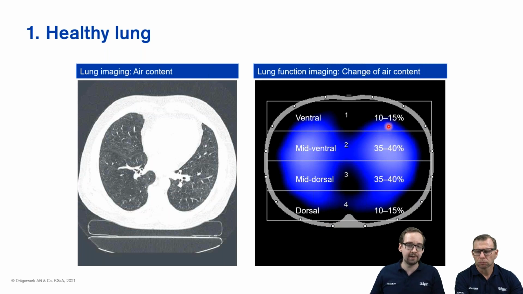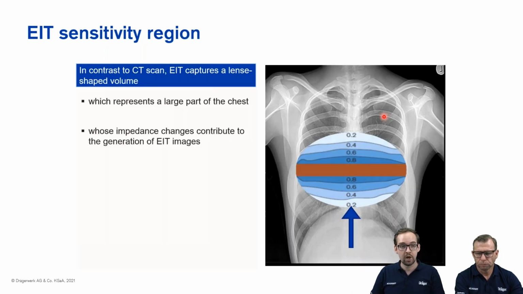So to put this into numbers, if your patient is currently receiving 400 ml of tidal volume and on the machine you are reading 10%, then this means that 40 milliliters of those 400 are going into this particular region, just to help you understand what those pictures mean.